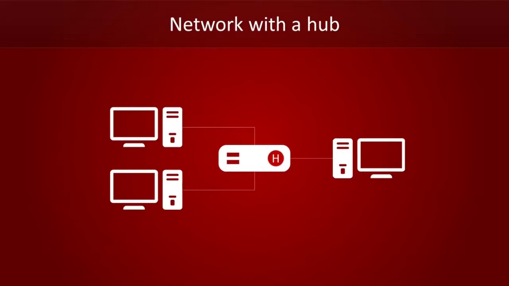When a computer sends information to a hub, it replicates the data on all other interfaces. It works like this. Bit comes in, clones come out. You get the general idea.